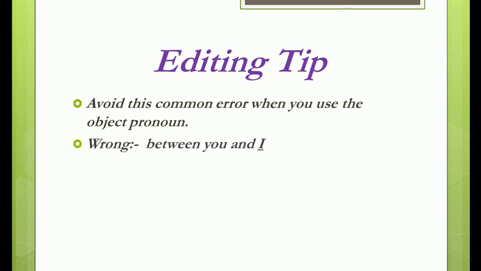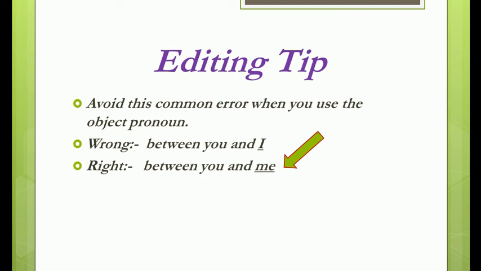Yes, the wrong one here is to say between you and I. But actually, I started with the correct one before telling the wrong one. If you want to say it correctly, you have to say between you and me. This will be the object pronoun.